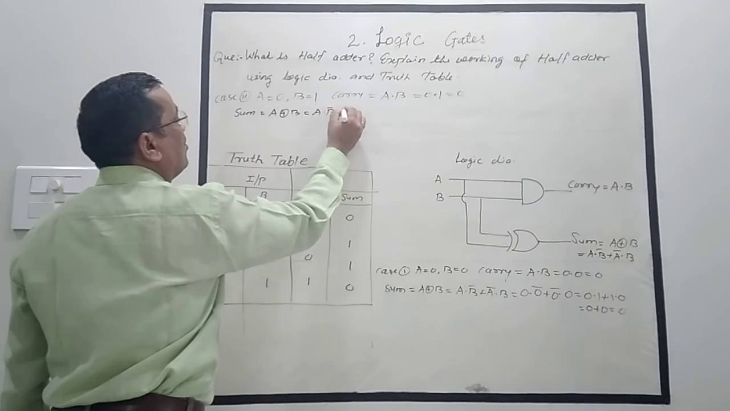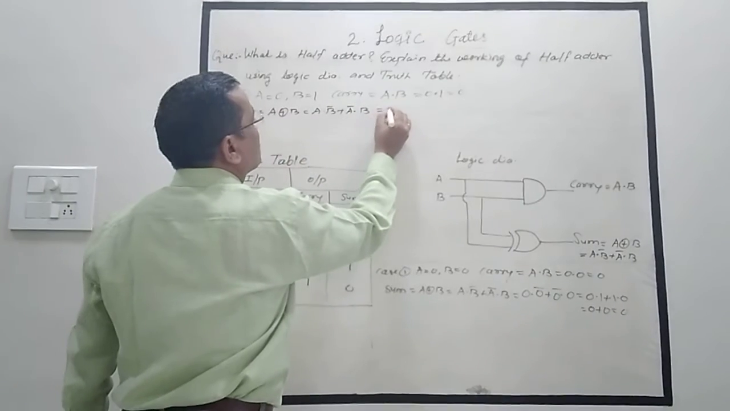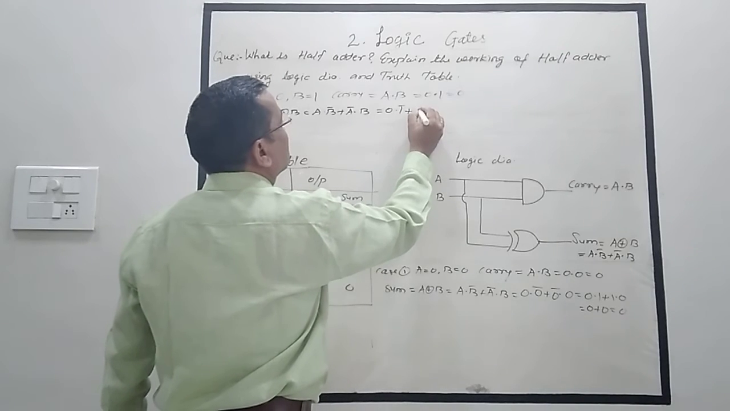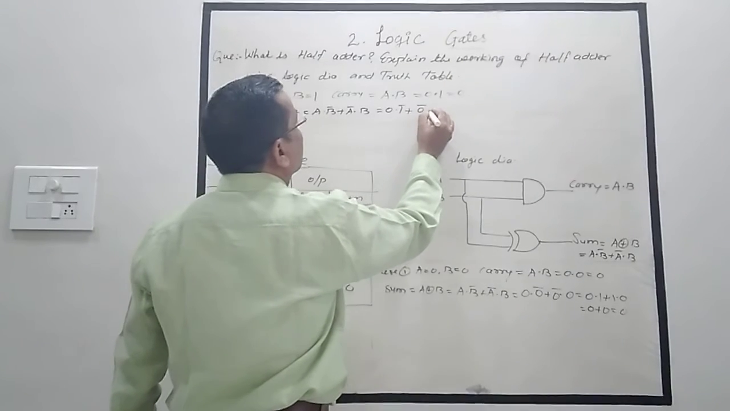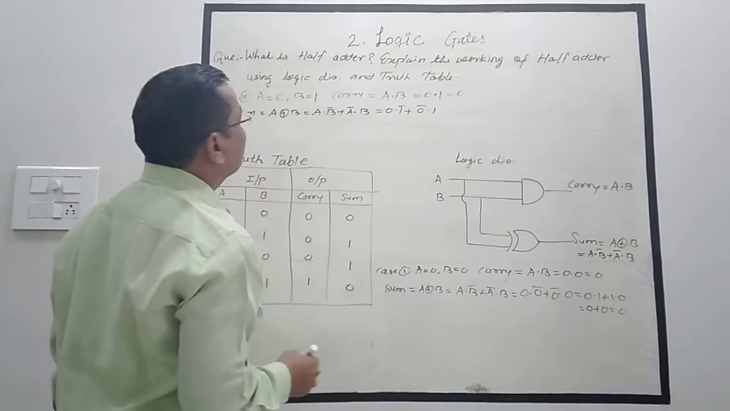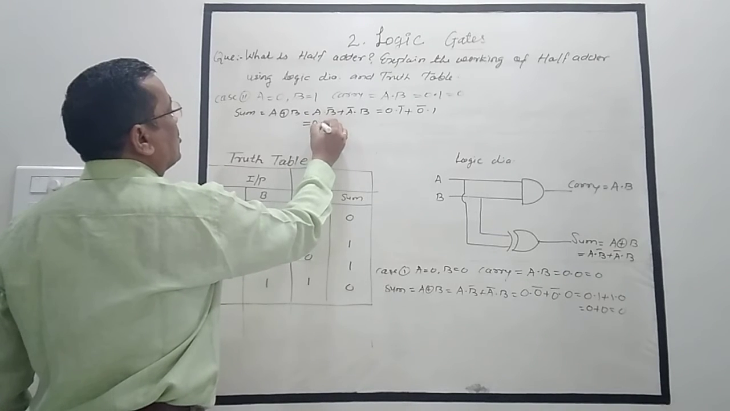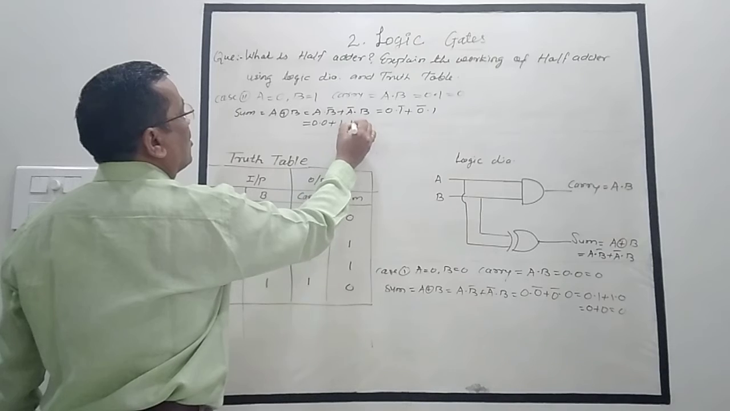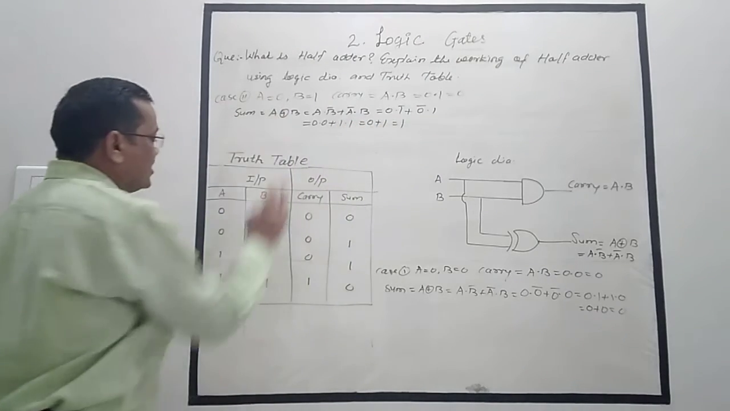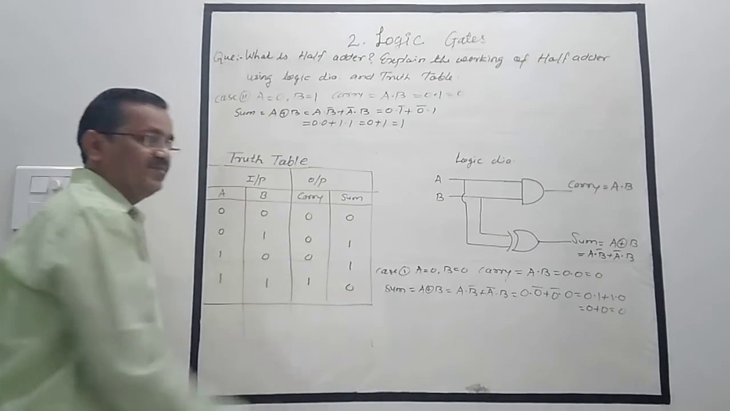A dot B's complement plus A's complement dot B. Here A is equal to 0. So 0 dot 1's complement plus 0's complement dot 1. In this case, 0 dot 0 plus 1 dot 1, which is equal to 0 plus 1, which is equal to 1. So in the second case, carry is 0, sum is 1.